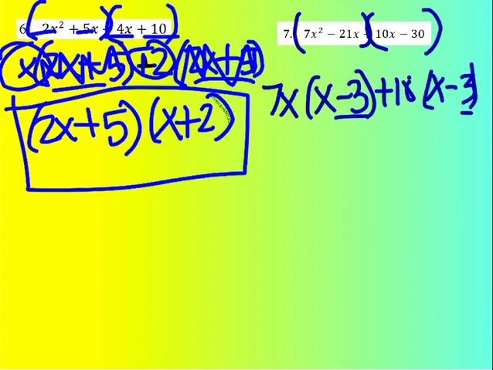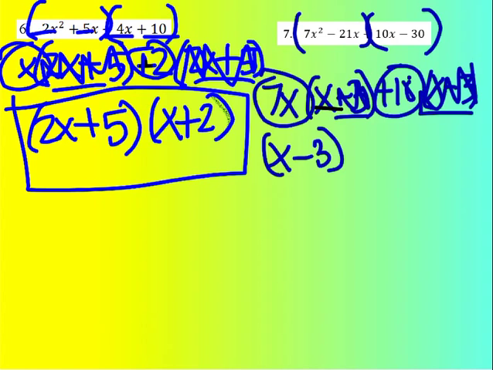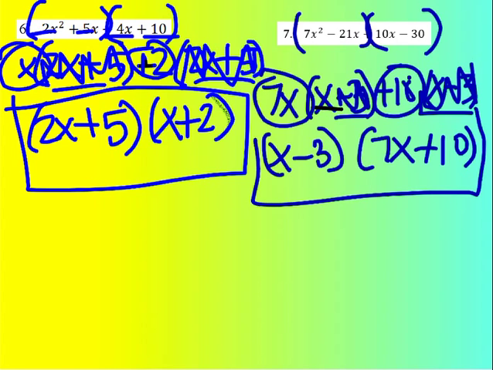So then my leftovers are matching, so I can go ahead and write them out as one parenthesis. So I can write those out, and then my next parenthesis is going to be 7x plus 10, because that was my greatest common factor. So that's my answer to number 7.